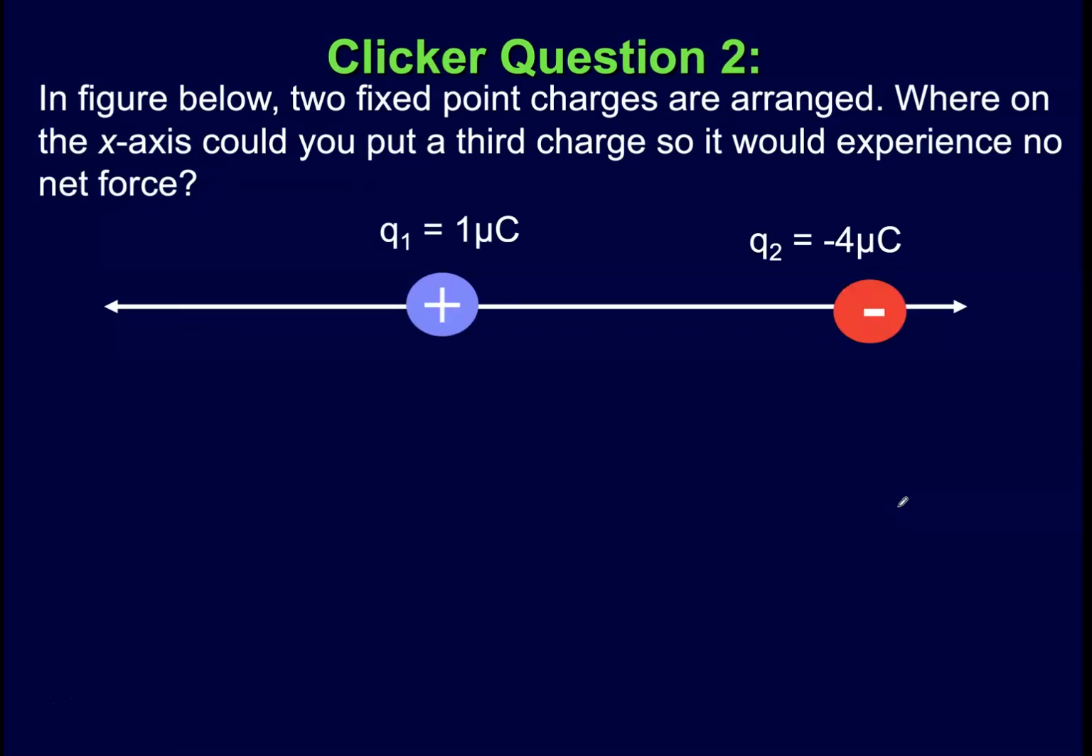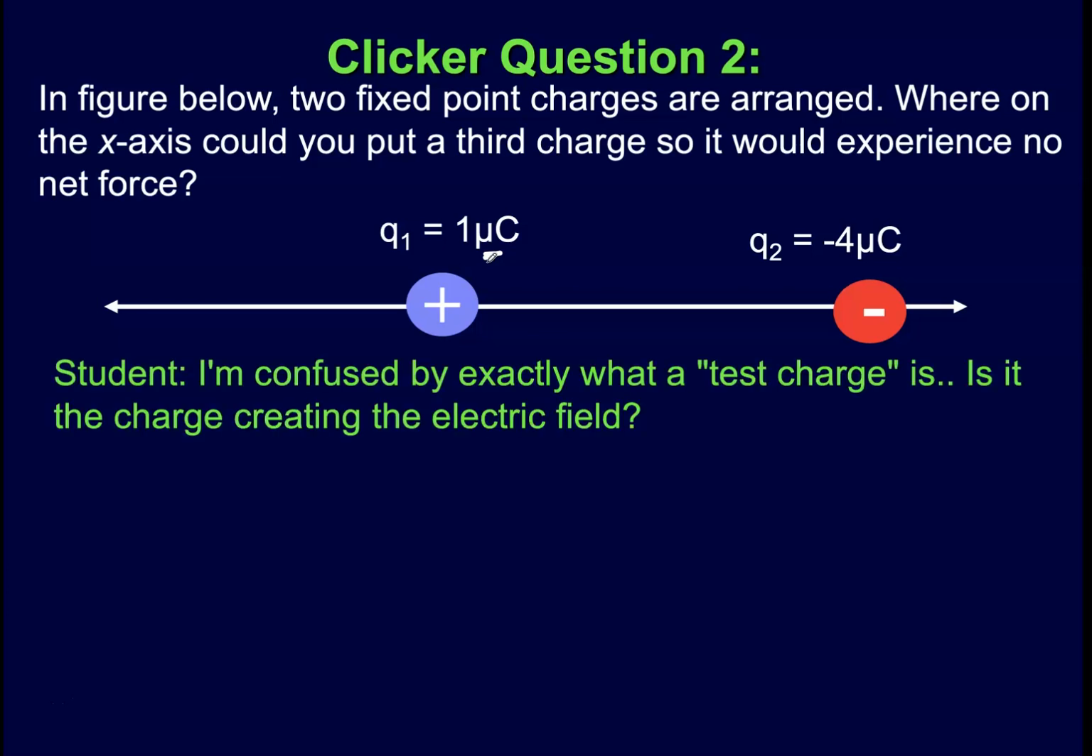So let's move now to a slightly trickier problem, and here's the kind of problem you'll get. In the figure below, two fixed point charges are arranged. You get two charges, one positive, one negative, and we tell you their charges. This little symbol means microcoulombs, which you can look up as 10 to the negative 6 coulombs. We're on the x-axis. Could you put a third charge so it would experience no net force? That's the question, and we'll go through it. But first, let's look at some student questions about this.